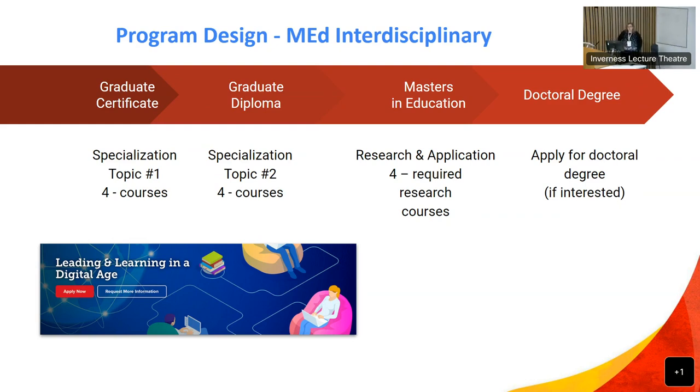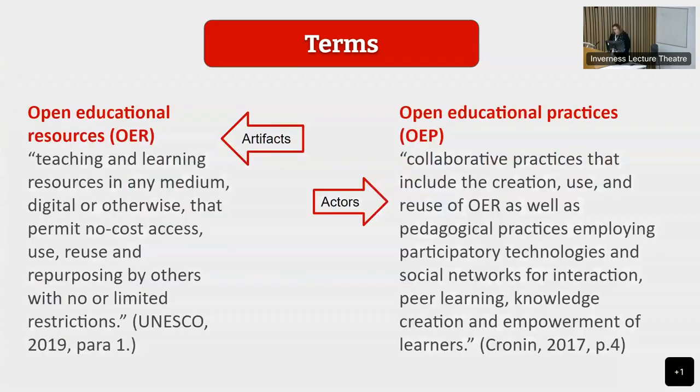Then to get to their master's in education program, they take four more required research courses. And this is really important for this study that we're going to talk about, because this is the first time that they really have developed their research skills. So that's where the emphasis would be in the third year, I guess you would say. And then if they wanted to apply for a doctoral degree, they could.